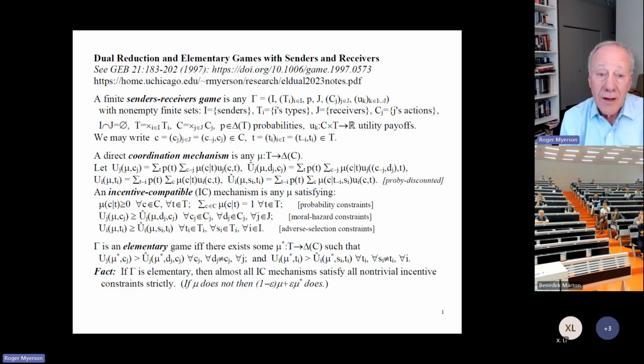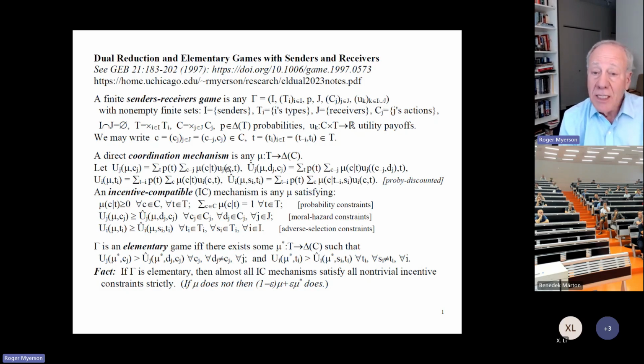receiver j. So the expected payoff to player j when he's told to do cj in the mechanism mu is the sum over all possible types multiplied by their probabilities, sum over all possible actions for everybody else, take the probability of that. And I'm just realizing everything here is probability discounted because we really should be dividing by the prior probability of player j getting recommendation cj.